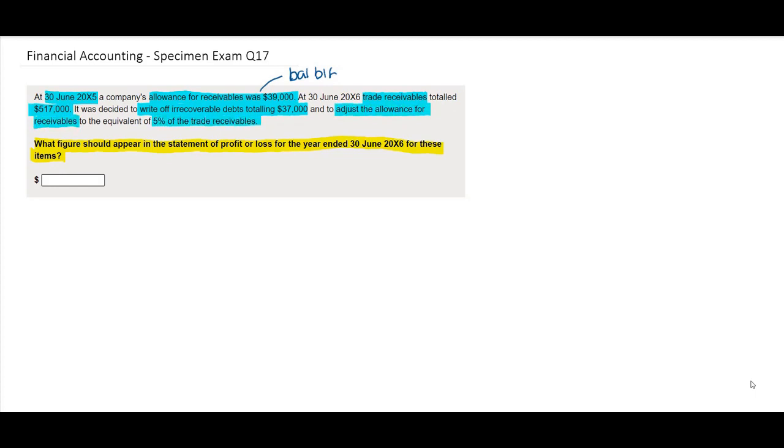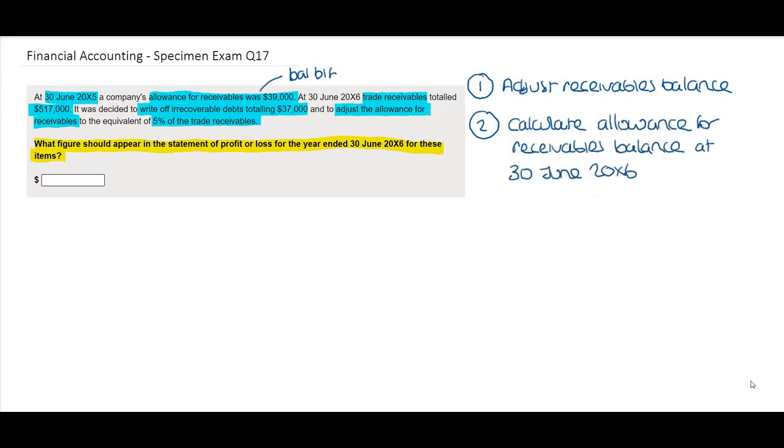There is quite a lot going on within this information, and so it's a good idea to set out what we need to do. The first thing we should do is adjust for the receivables balance. Once we've done that, we are then in a position to be able to calculate the closing allowance for receivables balance at the 30th of June 20X6. Our third step will then be to make the adjustment to the allowance for receivables to ensure the closing balance is what we have calculated in our second step.